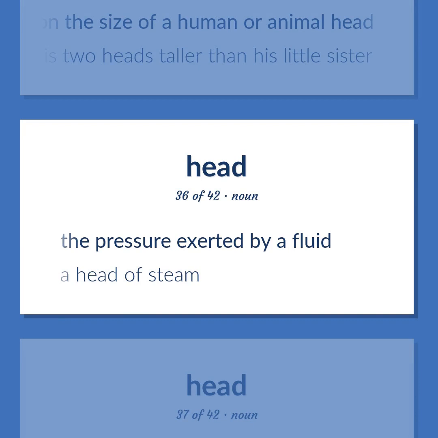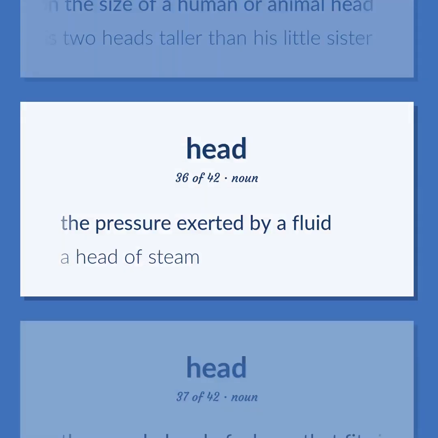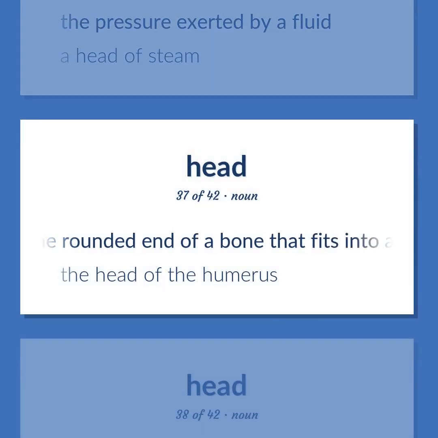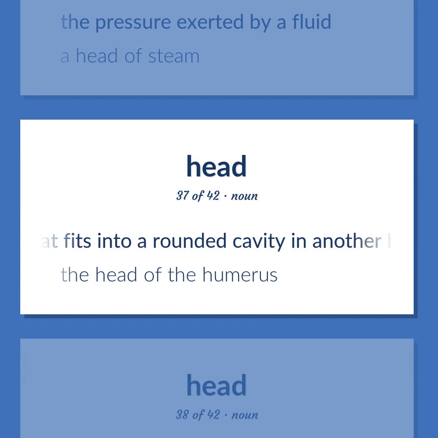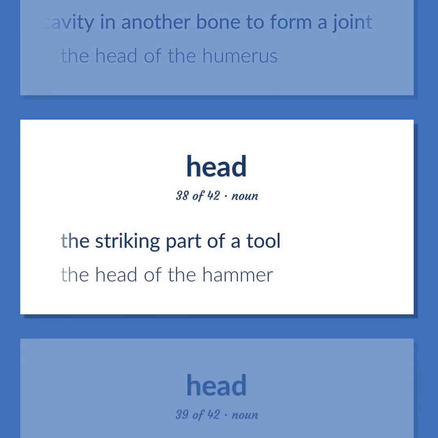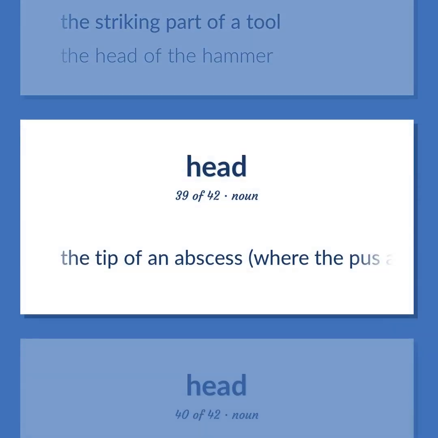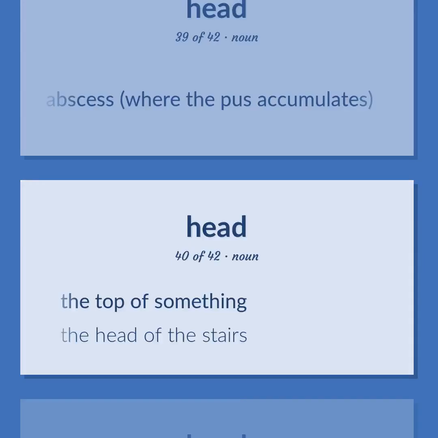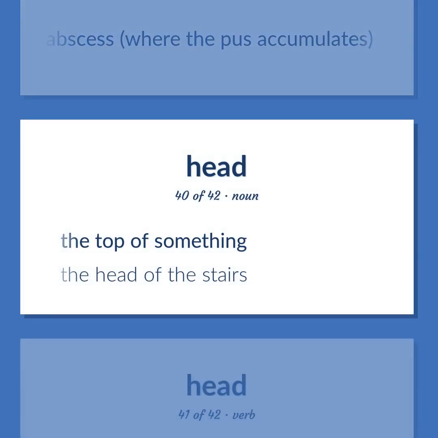The pressure exerted by a fluid. A head of steam. The rounded end of a bone that fits into a rounded cavity in another bone to form a joint. The head of the humerus. The striking part of a tool. The head of the hammer. The tip of an abscess, where the pus accumulates. The top of something. The head of the stairs.